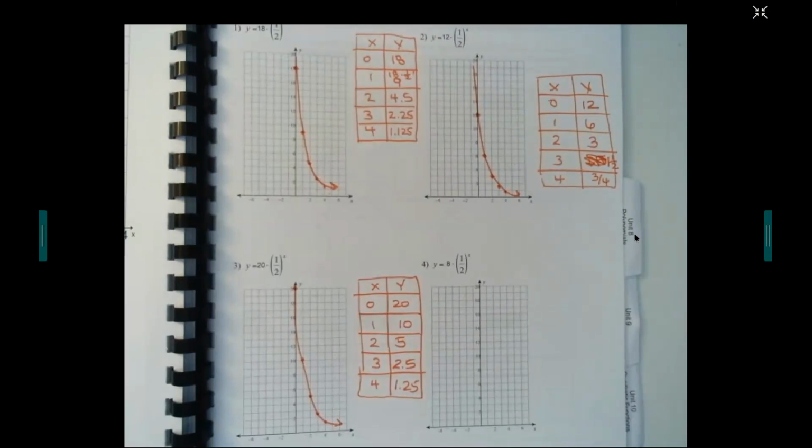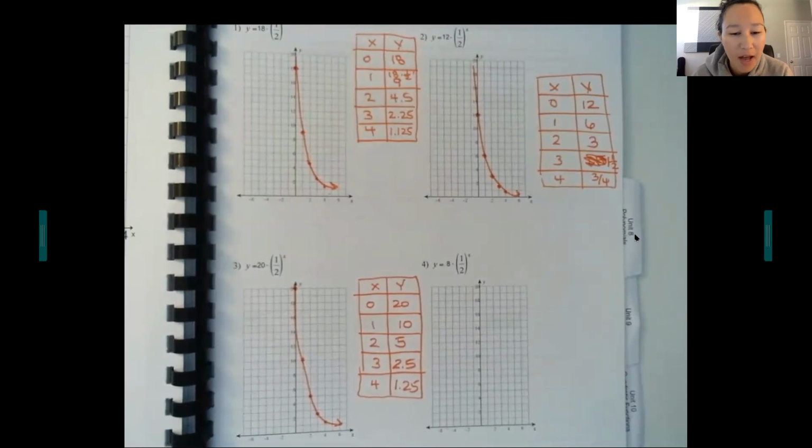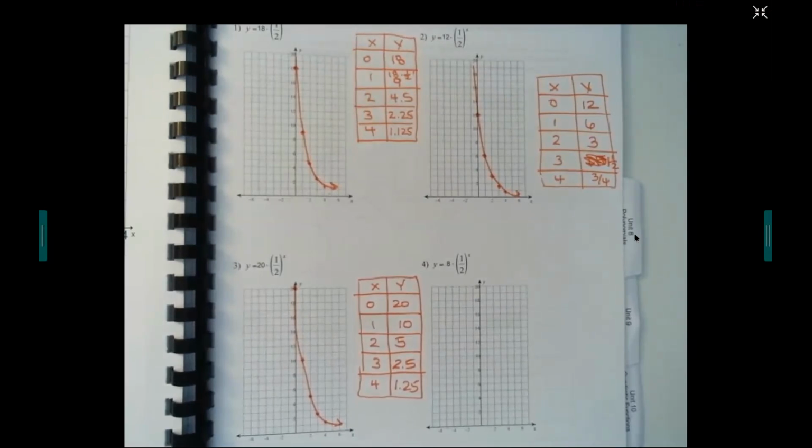Okay, so 4 would just be... Yeah, we can leave off with 4. As long as we have a couple points, we can see what the graph looks like. That's all we need to do.